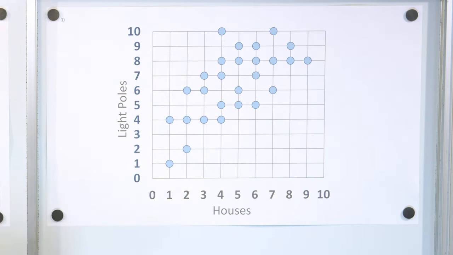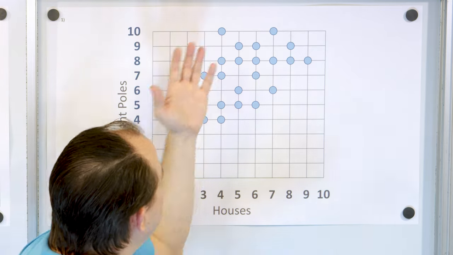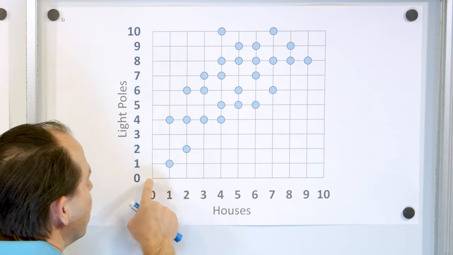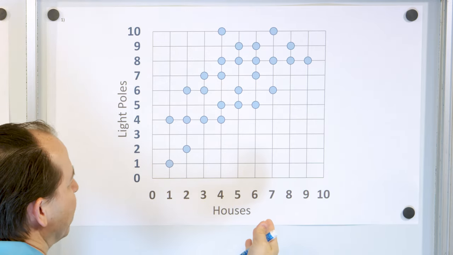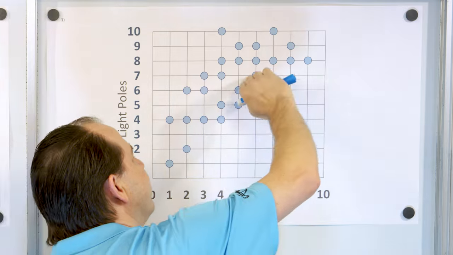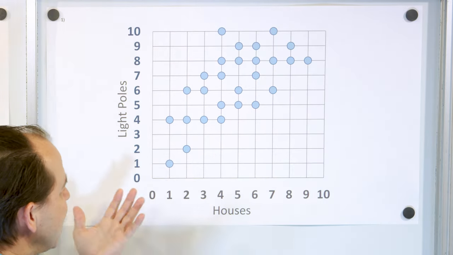Now we can see right away that there's a general uptrend here. And this generally means that the more houses were on the block, for each of the blocks that were studied, generally the more light poles the city installed, right? Now, it's not always the same, though.